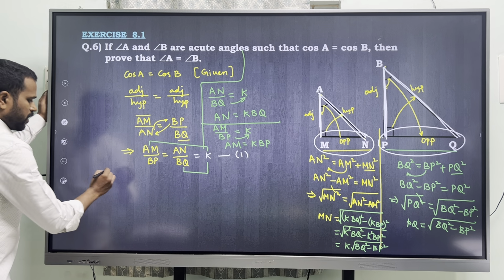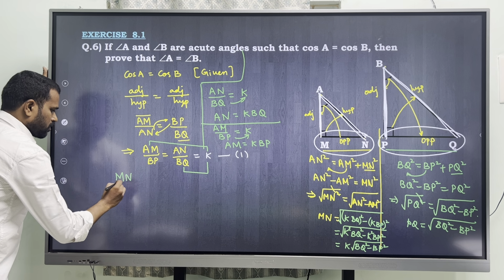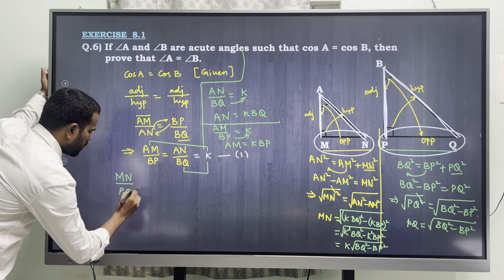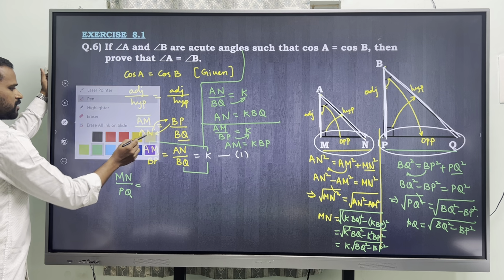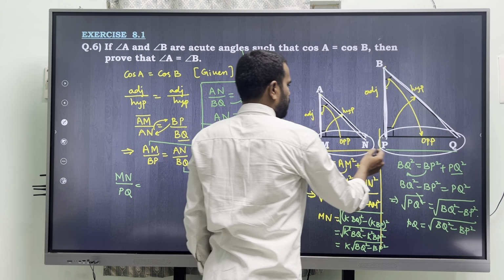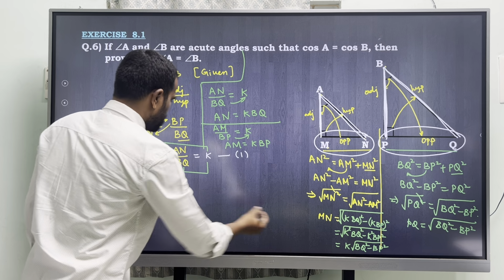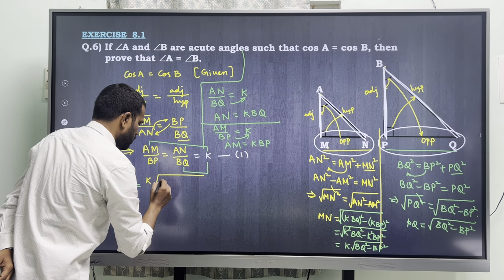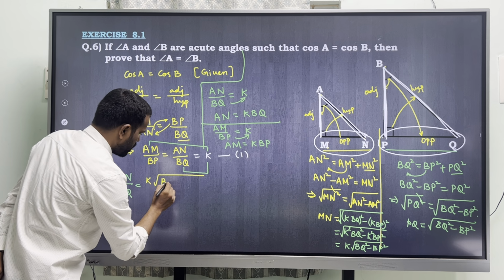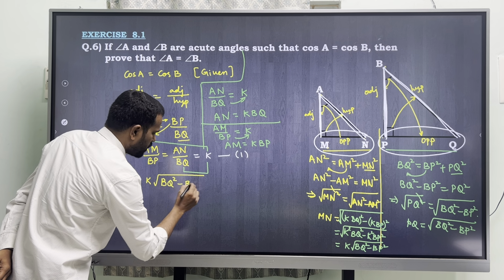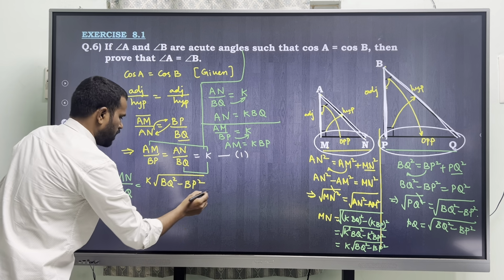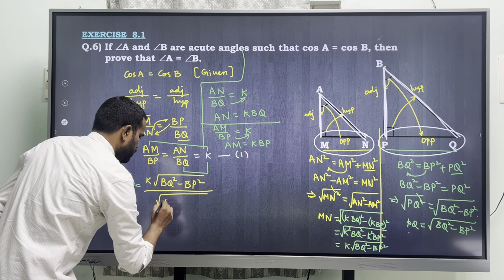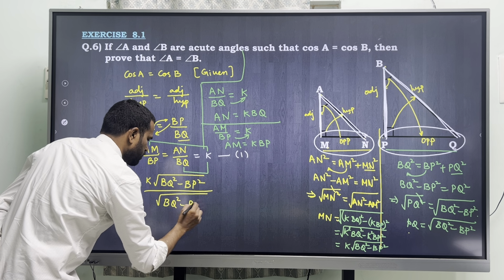Understand? Now MN by PQ. Let us write MN by PQ, corresponding sides. So MN is how much? K times root of BQ square minus BP square. Understand? And whereas PQ is how much? Root of BQ square minus BP square.